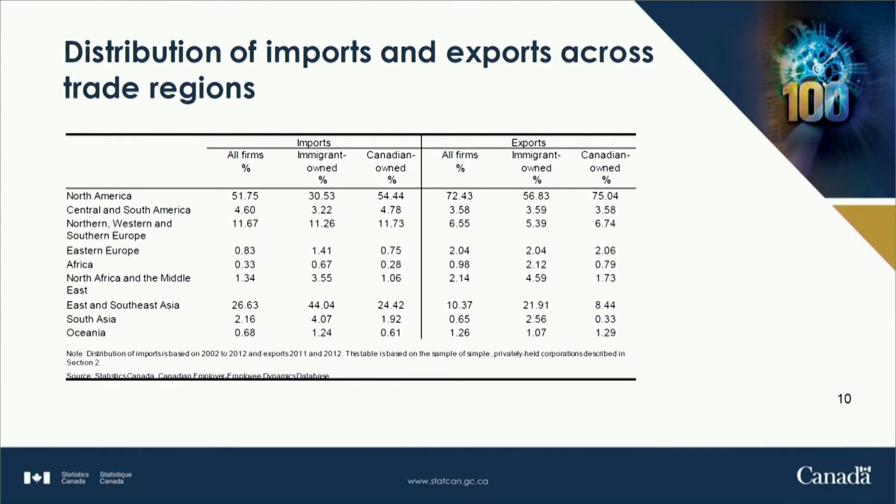Another thing to look at is immigrant-owned firms. However, the share of exports to the US and imports from the US is much smaller compared to Canadian-owned firms, and they're more diversified across different regions. The largest imports come from East Asia. The second largest is also East Asia, and the export region is also East Asia.